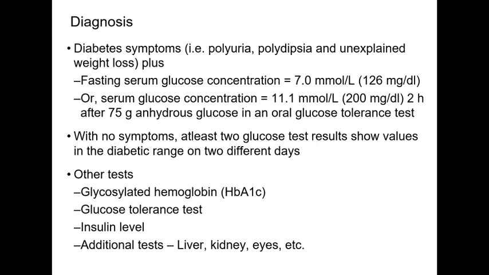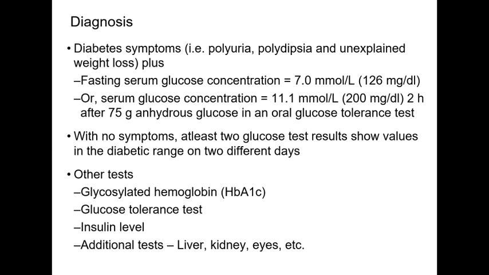With no symptoms, at least two glucose test results show values in the diabetic range on 2 different days. Now, sometimes it so happens that the person does not complain of any symptoms. So, in those cases, we take glucose blood samples on 2 different days, and if on these 2 different days the glucose levels are increased on both the days and they are in the diabetic range, then we say that the person is diabetic.